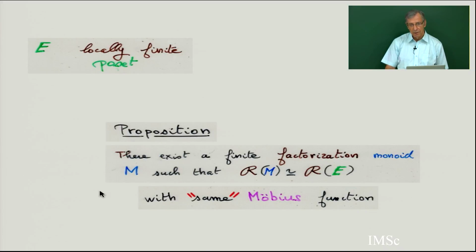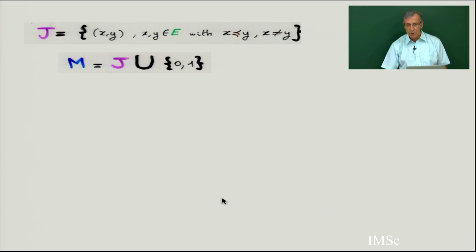You can check the proposition that there exists a unique factorization monoid such that... and this is a reverse proposition. If you start from a poset, there is a finite monoid also with the same incidence algebra, with the same Möbius function, roughly speaking, because it's a function in two arguments or a function in one argument. And the construction is the following. You take J, all the pairs from the poset. I want to define a monoid. All the pairs of elements in the poset so that x is less than y, x is different from y. I add M equal J union 0 and 1.